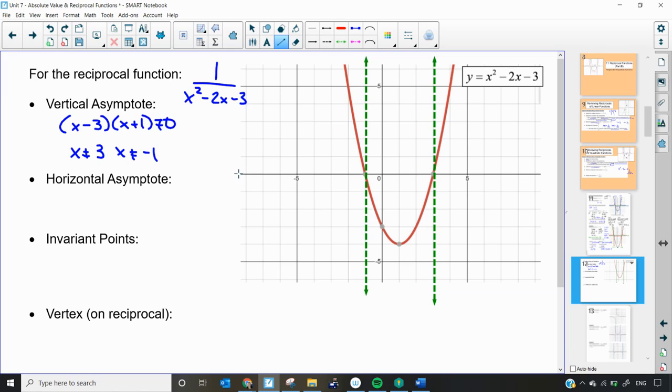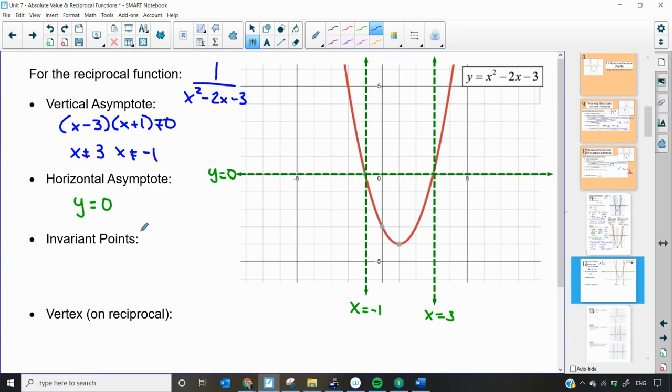And then again, we would have a horizontal asymptote at y equals 0. So we can mark all of those lines. We have x equals negative 1. We have x equals 3. And we have y equals 0. So while I'm saying here these are restrictions, x can't be 3 and x can't be negative 1, we're writing our equations as x equals. And again, we have a horizontal asymptote at y equals 0.